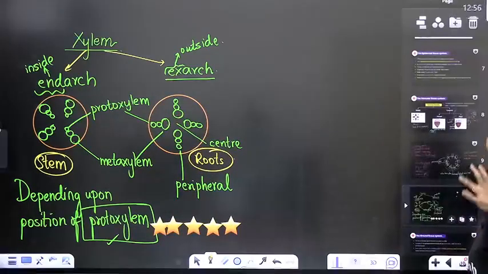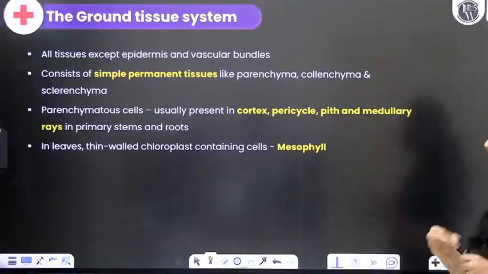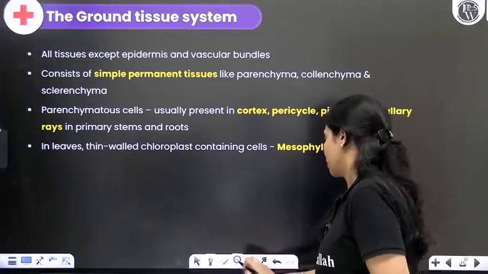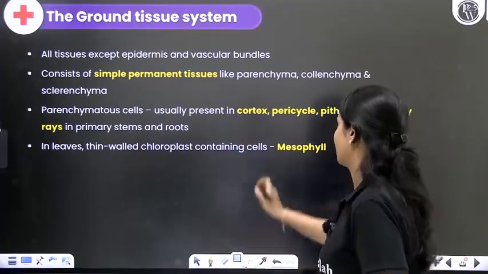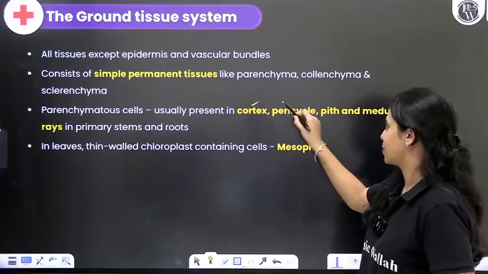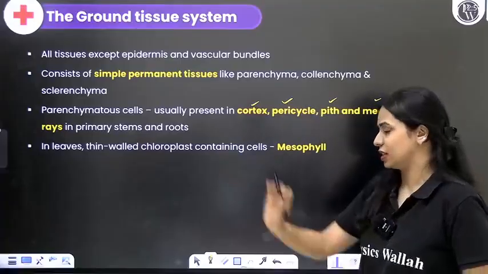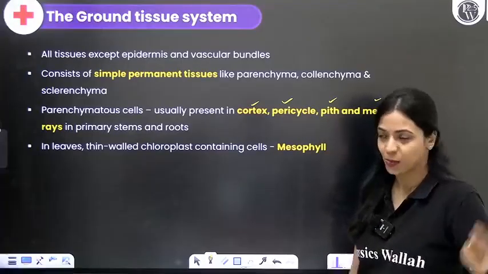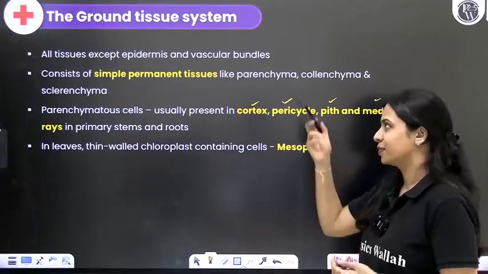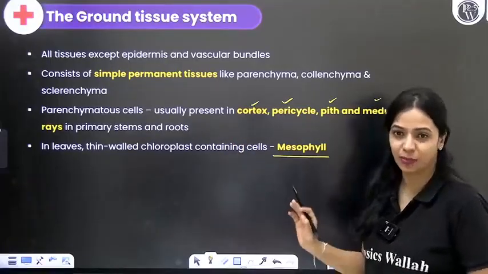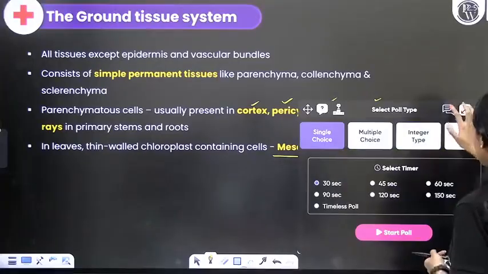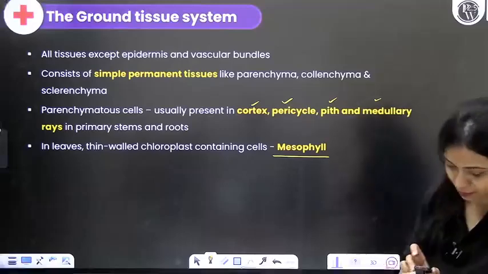Now, apart from epidermal tissue and vascular tissue, whatever else is present in the plant is your ground tissue system. Ground tissue system, like I already mentioned earlier, consists of simple permanent tissues like parenchyma, collenchyma, sclerenchyma. They are present in the cortex, pericycle, pith, medullary rays. You don't know any of these terms, so we'll learn about them later as we go on. Right now, don't worry about what these mean. In leaves, the ground tissue has a special name, we call it mesophyll. When we learn about leaves, I'll tell you what this is. So that's all about your tissue systems. If you have any doubts, let me know.